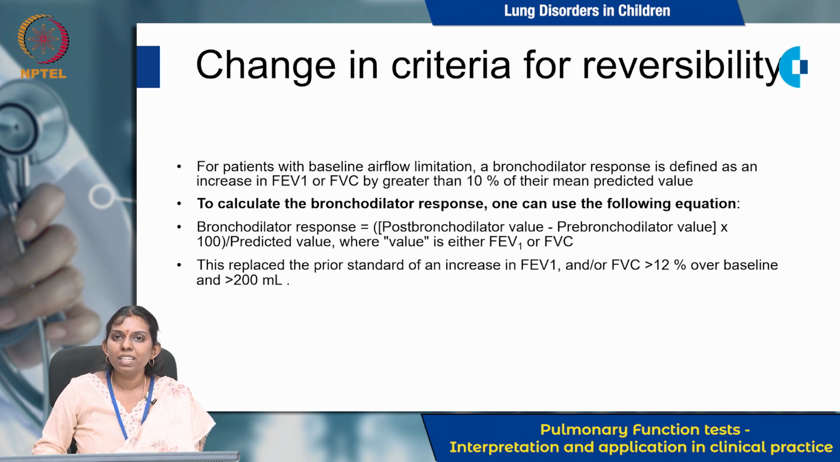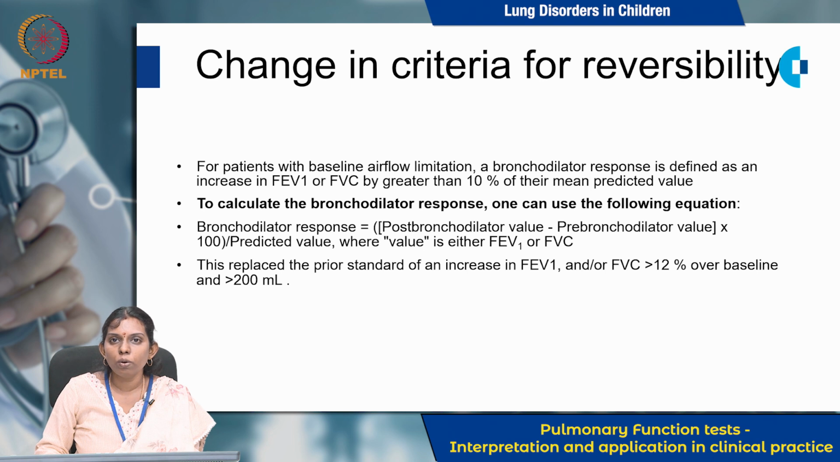So, what do we mean by change in criteria for reversibility? When a patient has a baseline airflow limitation, we said there could be a variable airflow limitation. So, bronchodilator response, whenever you give a short-acting beta-2 agonist, is defined as an increase in FEV1 or FVC by greater than 10% of the mean predicted value.